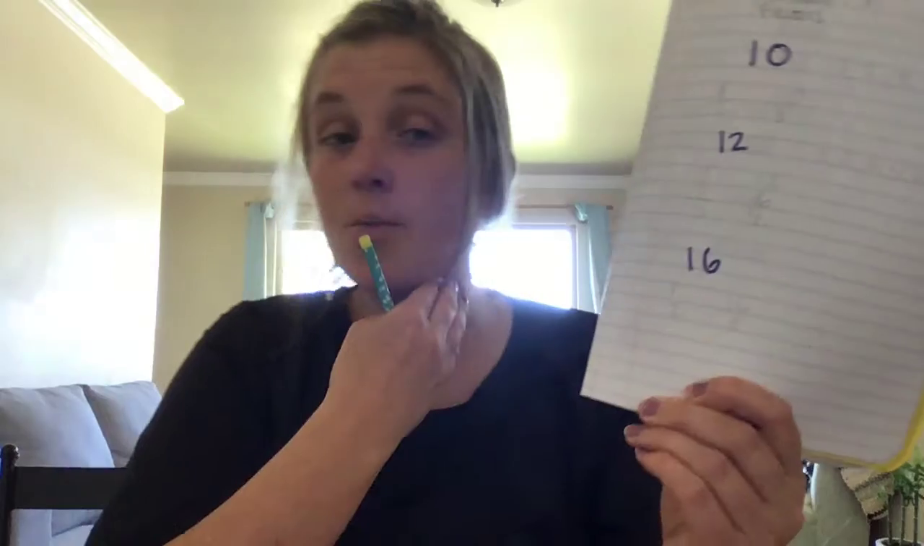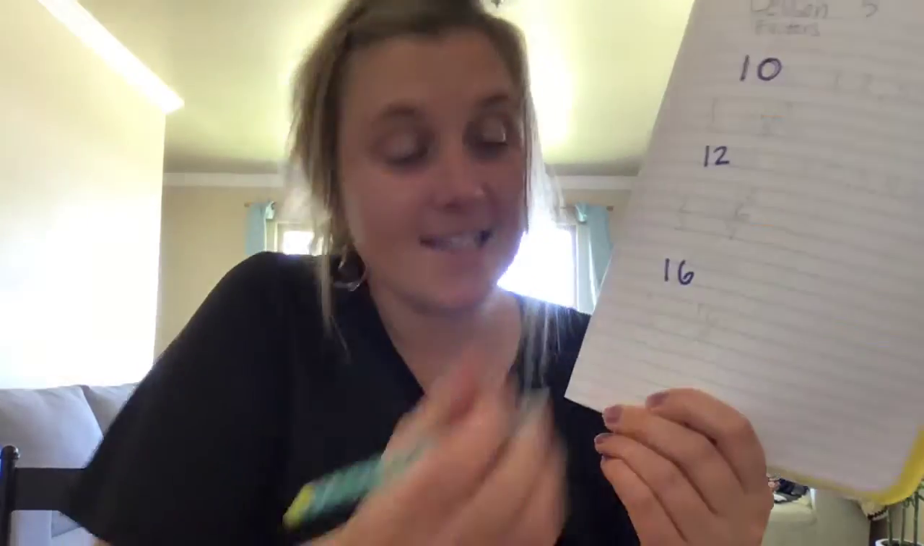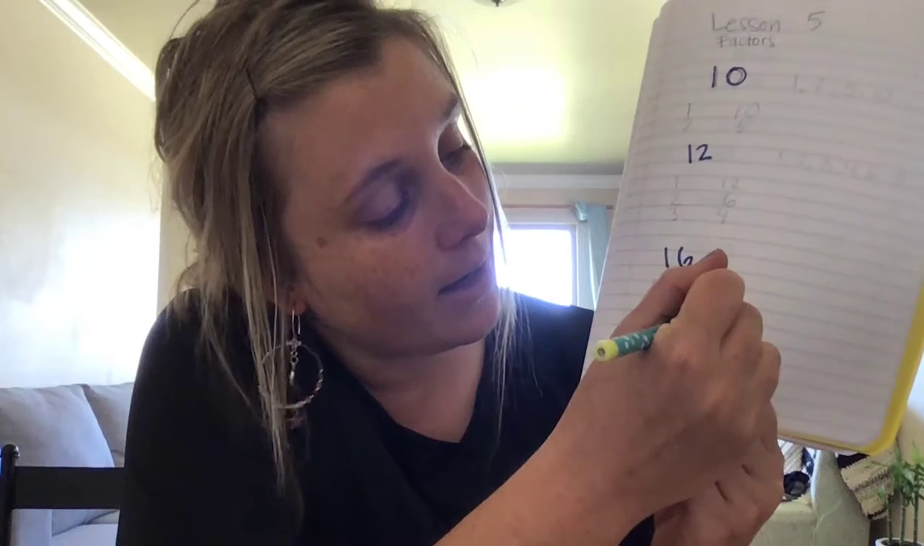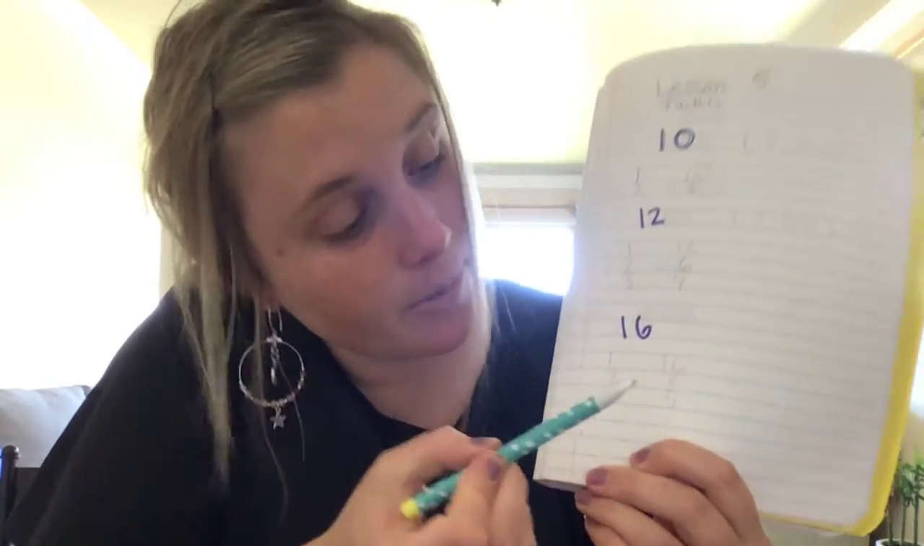3. Does 3 times anything equal 16? How about 4? 4 times 4 is 16. Good, so 4 and 4. We can write it twice, that's okay. How about 5? How about 6? How about 7? How about 8? Yep, we wrote it right here, 8 times 2. How about 9? 10? 11? 12? 13? 14? 15? 16? No. So these are the factors of 16.